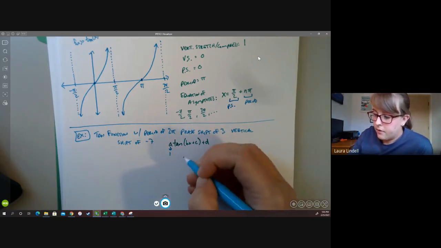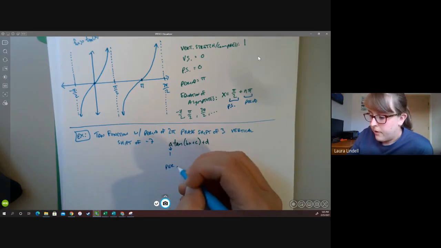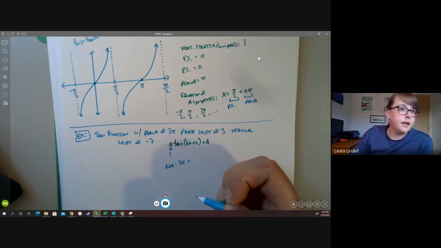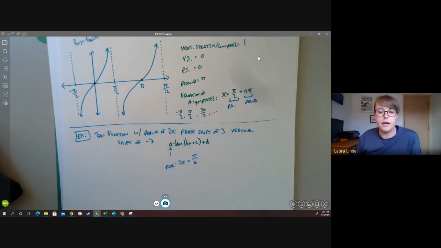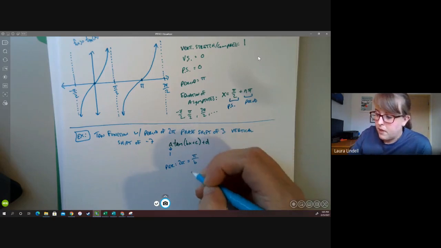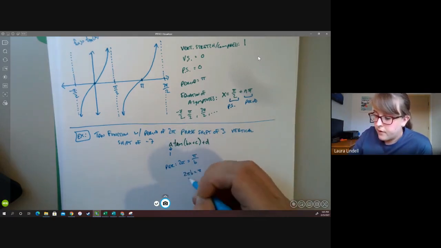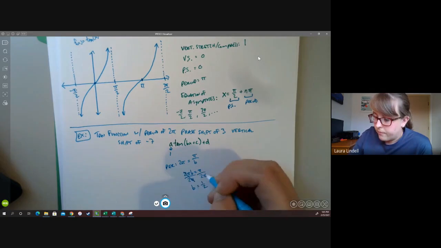For the period, we know that the period is going to be 2 pi. But for tangent, we have to remember that it's pi over b, not 2 pi over b like it is for sine and cosine. So multiplying by b on both sides, we get 2 pi b equals pi. So b is 1/2.